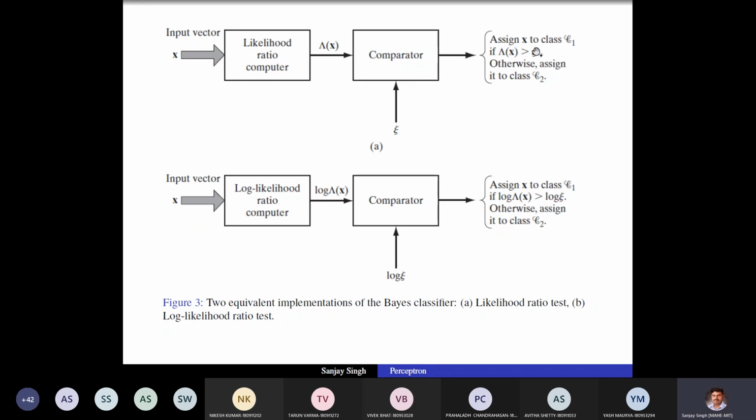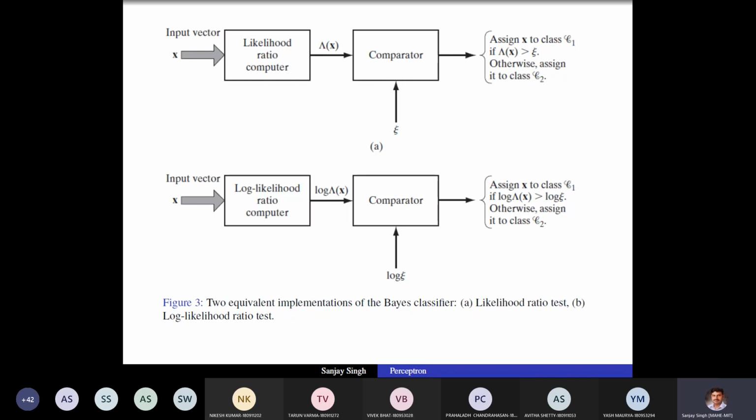Then for this x, the pattern is assigned to class 1 if lambda x is greater than z, otherwise it is assigned to class 2. Simple.